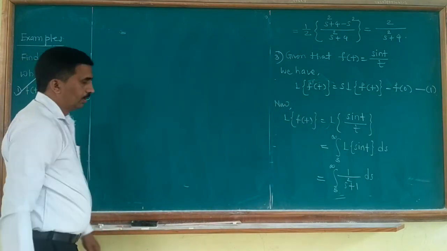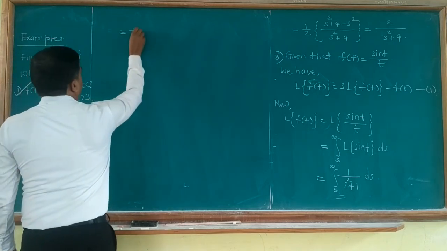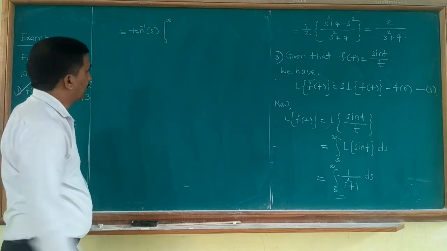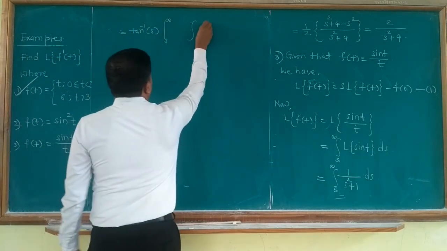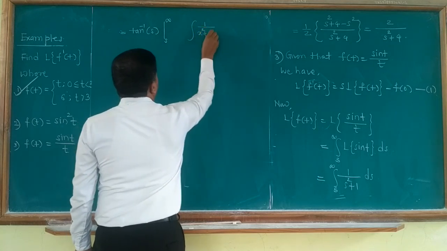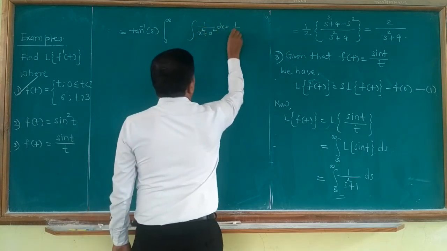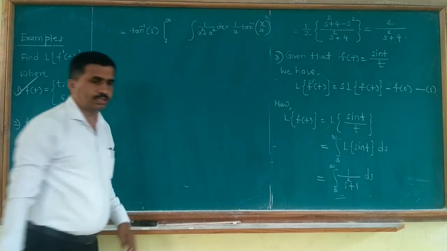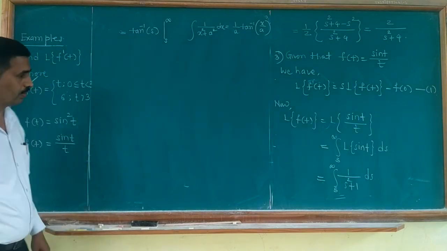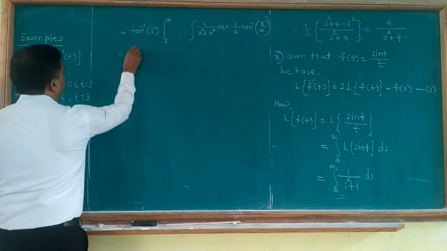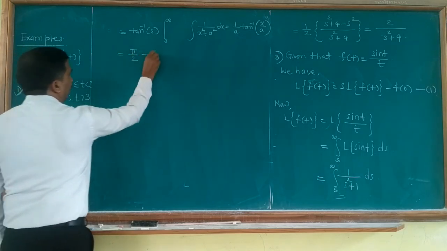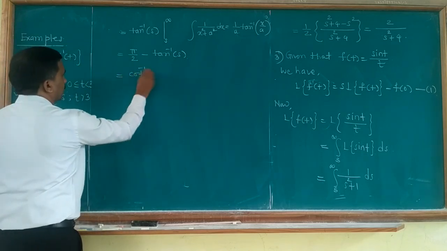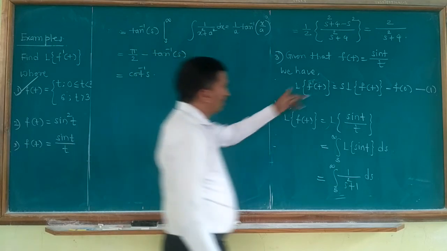This is equal to, now 1 upon s square plus 1 is nothing but tan inverse s. Limits are s to infinity. Reason is because integration of 1 upon x square plus a square dx is equal to 1 upon a tan inverse of x upon a. So this is the reason. So you will get the value tan inverse of s. Substitute upper limit, you will get pi by 2 minus lower limit, term remains same, and this is equal to cot inverse s. So you will get the value of Laplace of f of t.